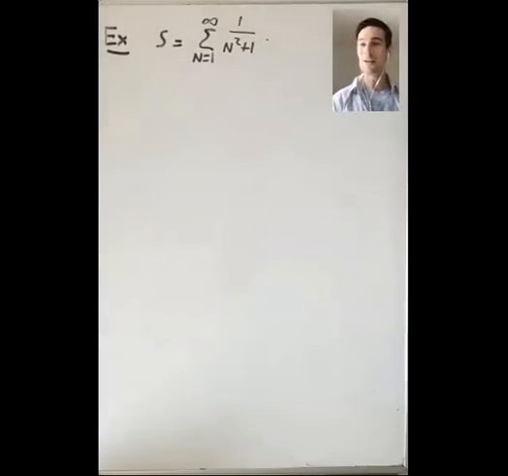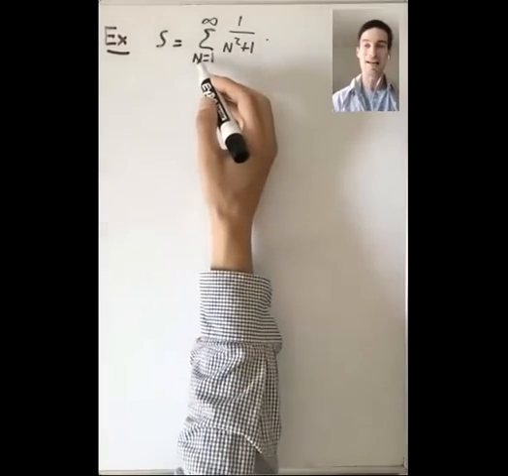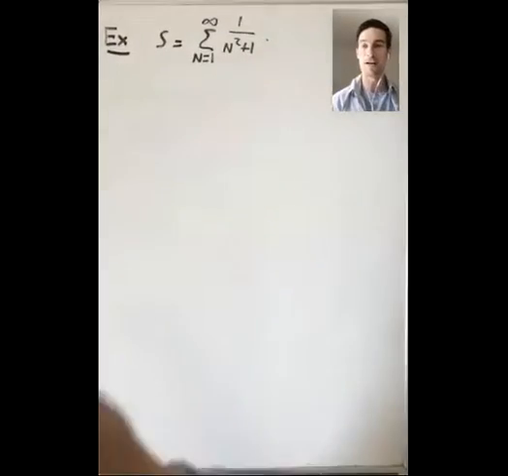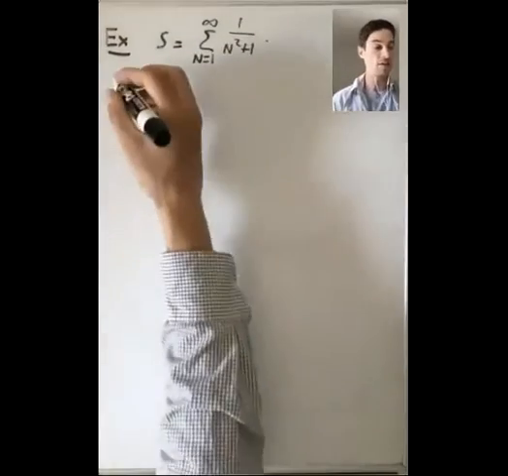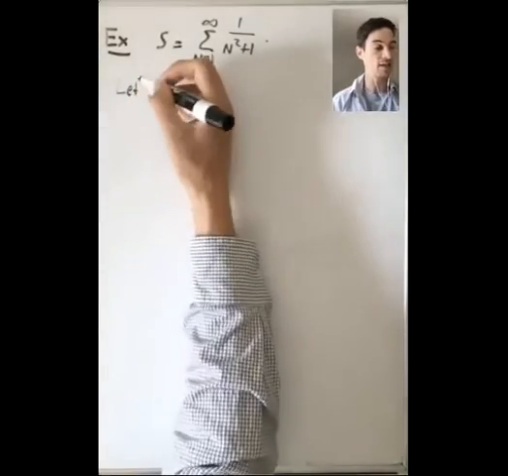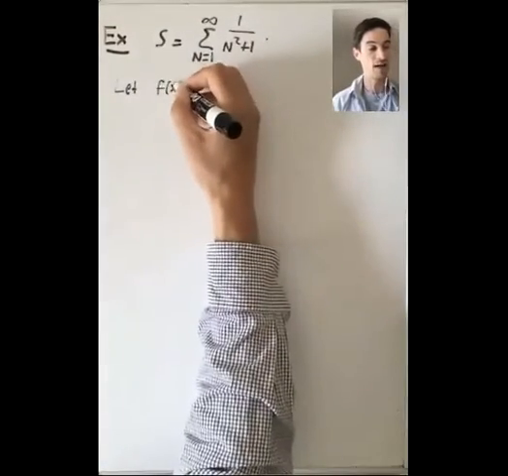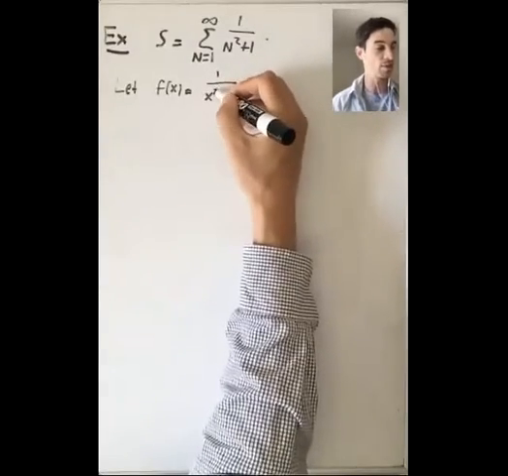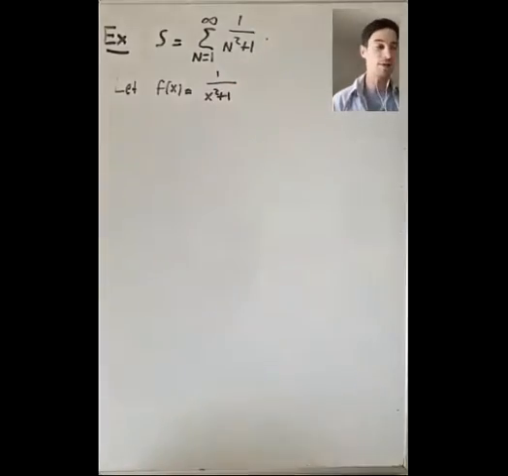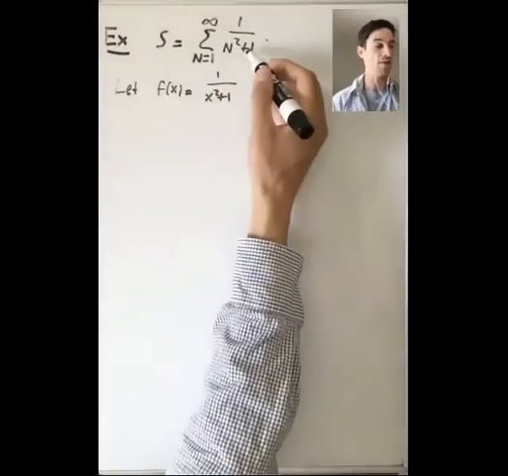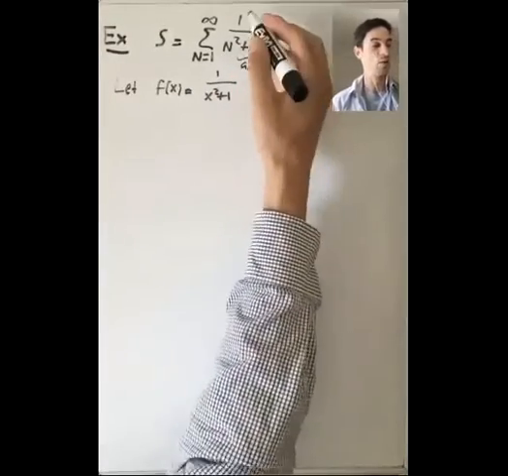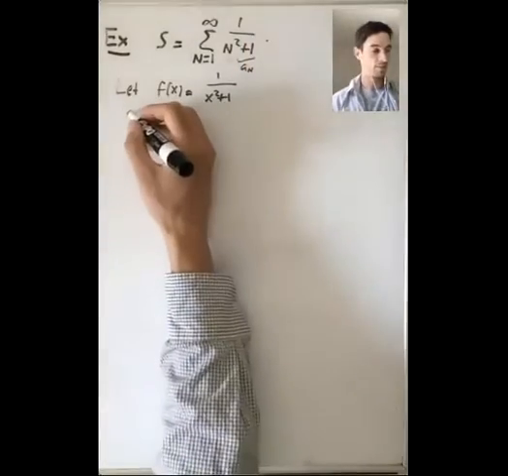Let's start by looking at the series given by the sum from n equals 1 to infinity of 1 over n squared plus 1. We want to apply the integral test. So we'll take this series and define a function, f of x, which is 1 over x squared plus 1. Why do we do it this way? Because f of capital N is now this a_n, 1 over n squared plus 1.